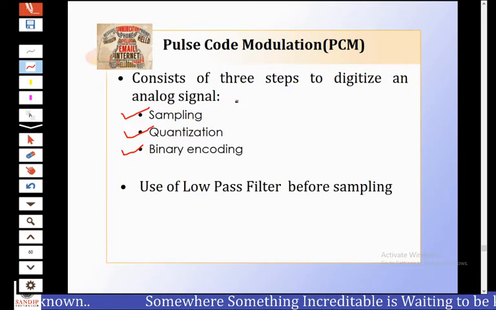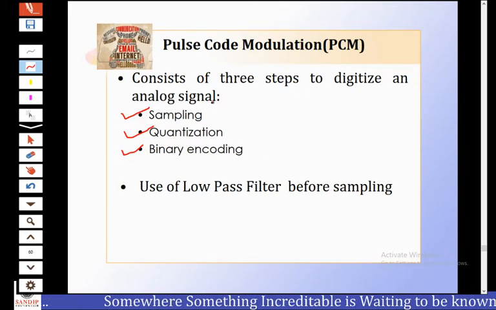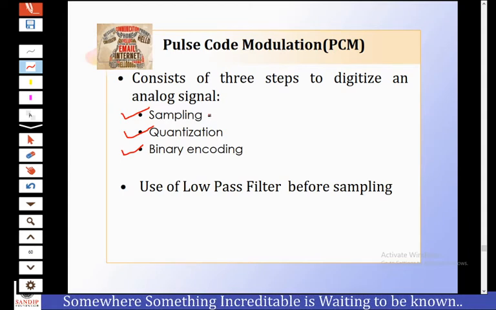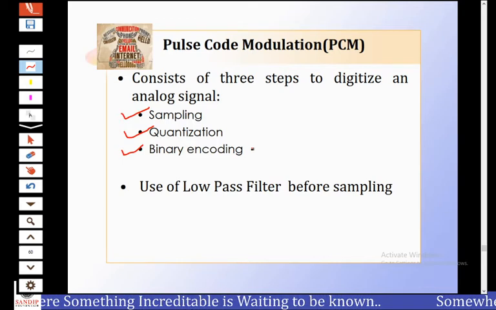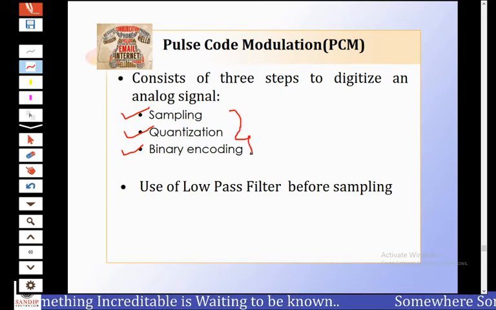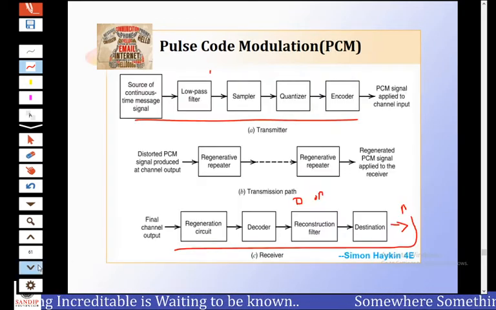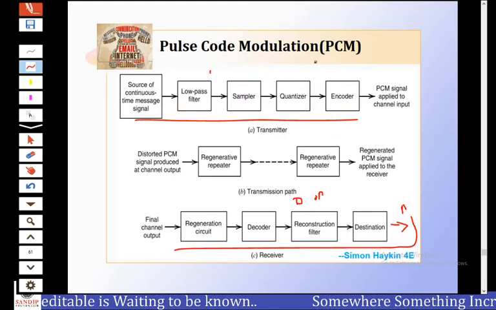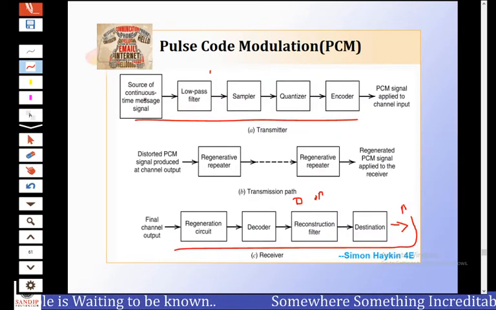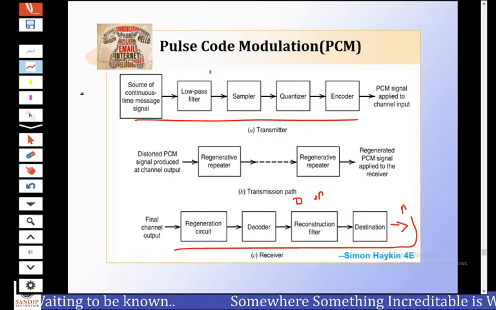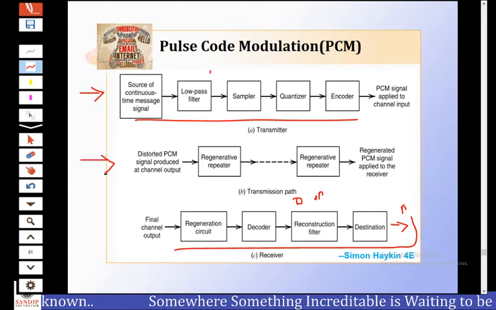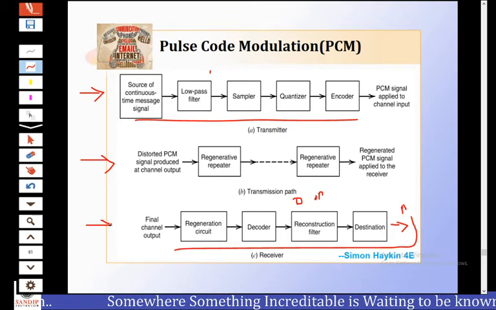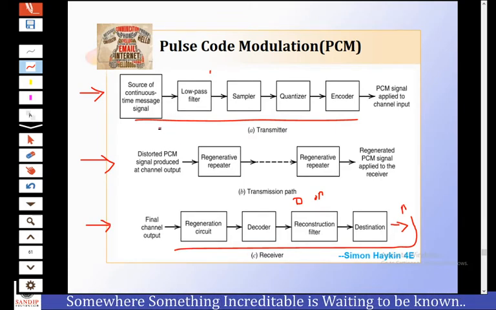It consists of basically three steps to digitize an analog signal. The first one is sampling, then quantization, and then binary encoding. These three steps are very important. So this is the block diagram of pulse code modulation. It is divided into three sections: the PCM encoder, the transmission channel, and then the receiver. So we'll study them one by one.